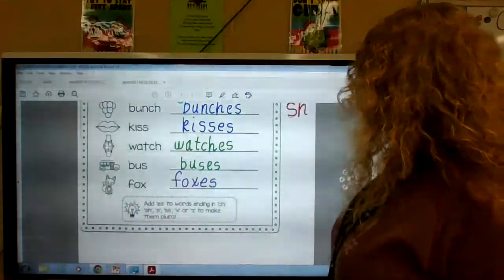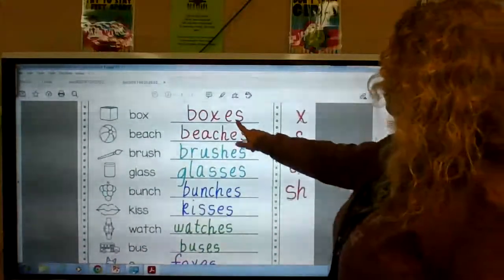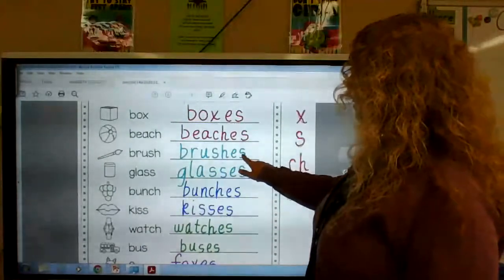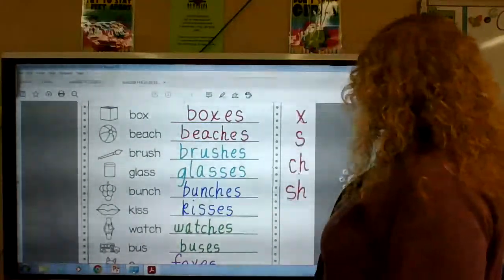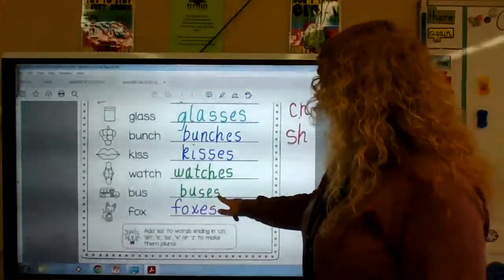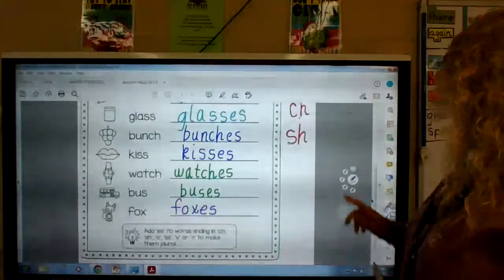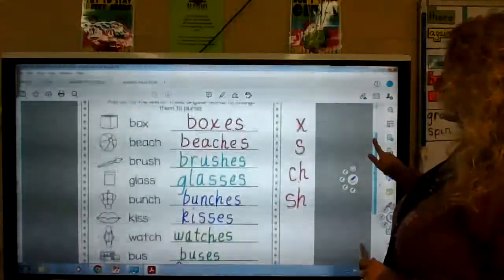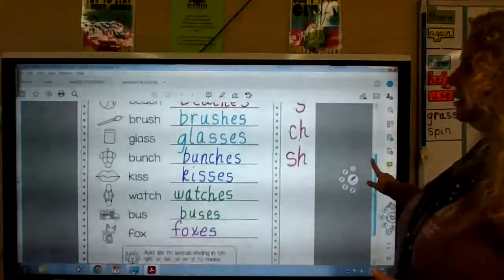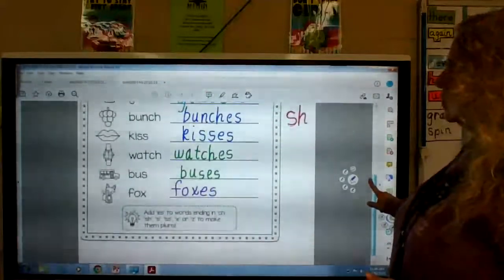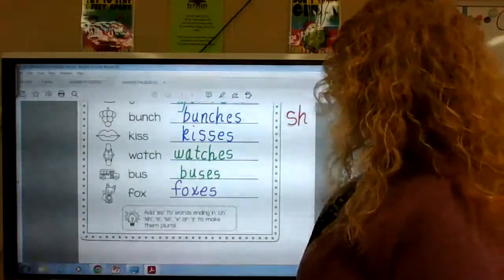Okay, so what I want you to do to check your work, we have to get used to checking our work. I want you to go back up and just make sure you have an ES on the end of each word. Just look at each one. And if you don't, make sure you fix it. Okay, so we have boxes, beaches, brushes, glasses, bunches, kisses, watches, buses, foxes. All plural nouns, more than one.